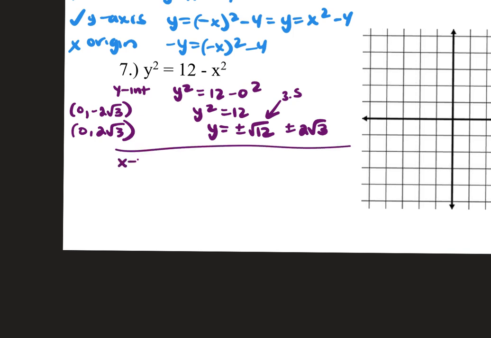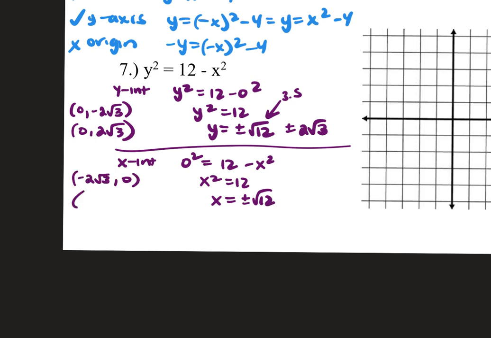All right, x-intercepts, 0 equals 12, well, 0 squared equals 12 minus x squared. X squared would equal 12. X equals, again, plus and minus square root 12. So now it's -2 root 3, 0, and 2 root 3, 0.